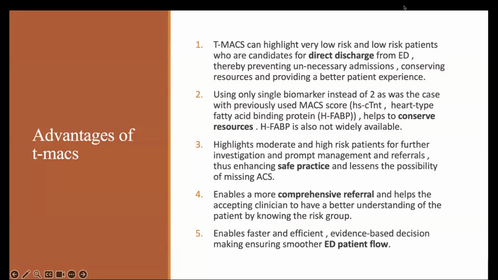The other thing is, instead of using multiple biomarkers, we are just using a single biomarker, which helps us to conserve resources. It also highlights the moderate risk and the high risk patients in ED itself, which enhances safe practice and lessens the probability of missing ACS. It also enables a more comprehensive referral from ED and helps the accepting clinician to have a better understanding of the patient by knowing the risk group, and also enables faster and smoother ED patient flow.